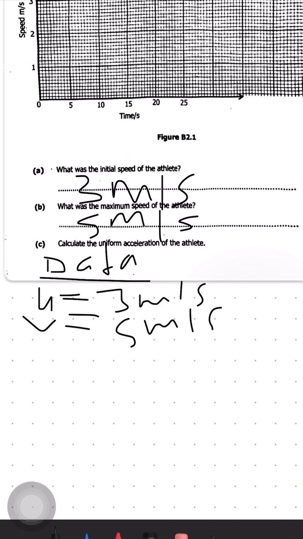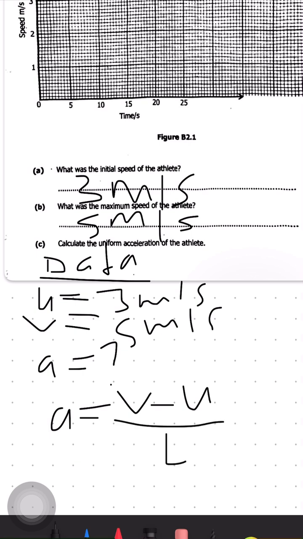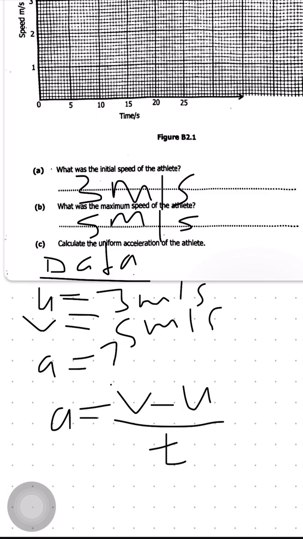After that, they are asking you to calculate for acceleration. So I'm going to write acceleration, with a question mark. What do we know about acceleration? We know that acceleration is equal to change of velocity over time. So what is the change of velocity? Final or maximum speed minus initial speed. So the maximum, we're going to call it v, and the initial, we're going to call it u, over time. We are building up.